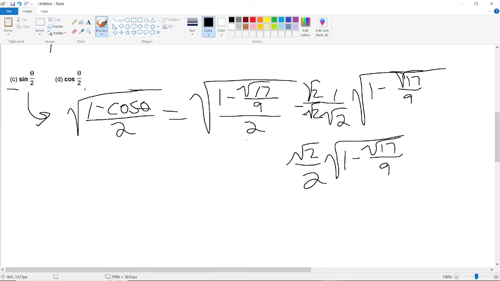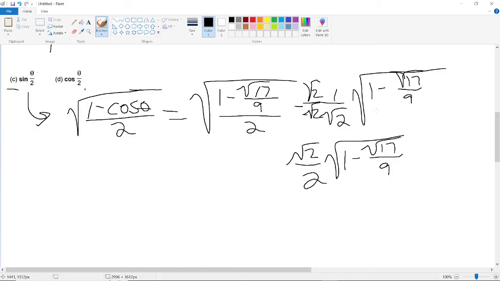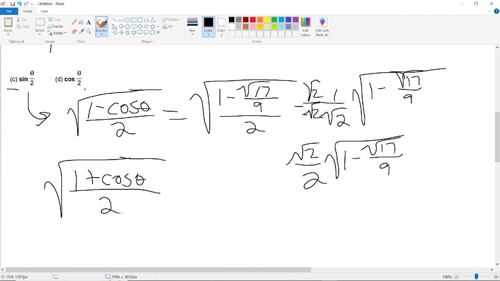Now we have cosine theta over 2, which is the square root of 1 plus cosine theta over 2. And again, it's positive because cosine is positive in the first quadrant. And we know this is in the first quadrant because if the angle is in the first quadrant, half of it is in the first quadrant. It's never going to switch. And again, if we were at 100, which is in the second quadrant, half of that is 50. Then we could switch quadrants. But if it's already in the first quadrant, it's not going to switch.